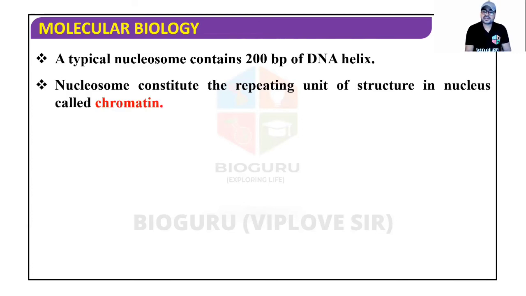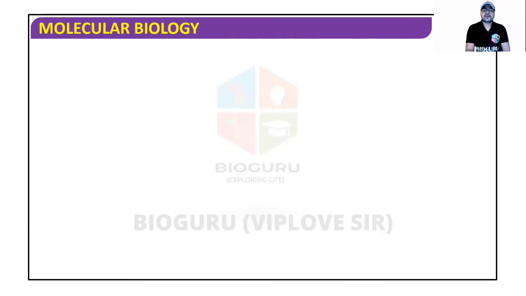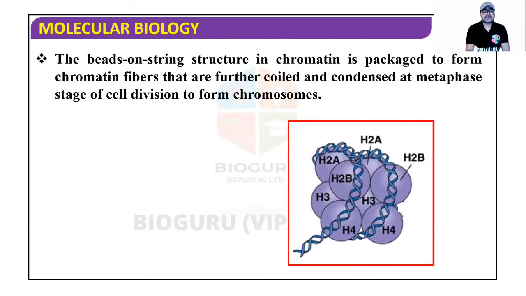Nucleosomes constitute the repeating unit of structure in the nucleus called chromatin. The nucleosome and chromatin are seen as beads on a string. वो beads की फॉर्म में दिखाई देंगे, वो string है और उस पर छोटे छोटे beads होंगे. So, when viewed under an electron microscope, the beads on a string structure in chromatin is packaged to form chromatin fibers that are further coiled and condensed at metaphase stage of cell division to form the chromosome. तो फर्दर कॉइलिंग, फर्दर पैकेजिंग होगी, देन वो क्रोमोसोम्स में कन्वर्ट होंगे.